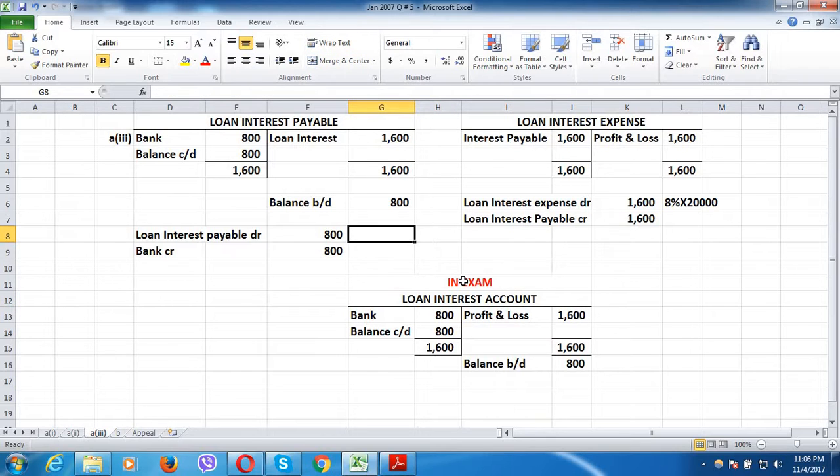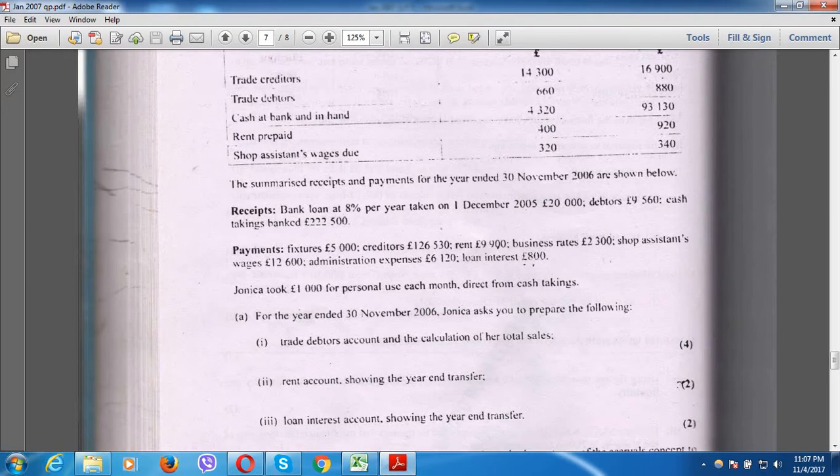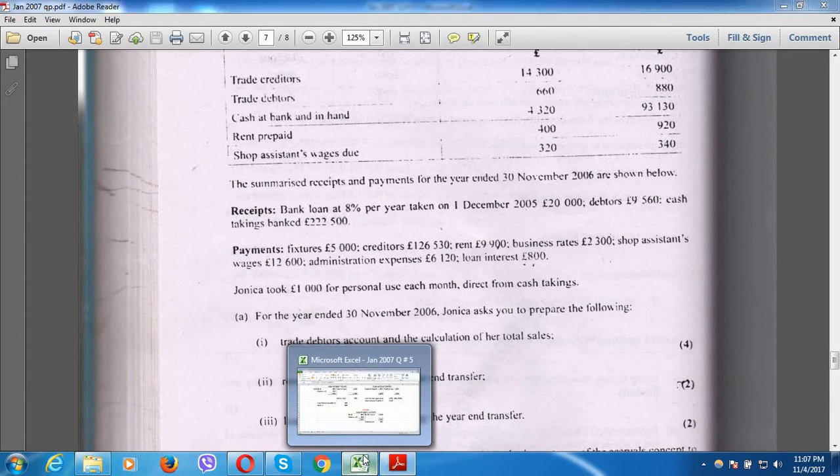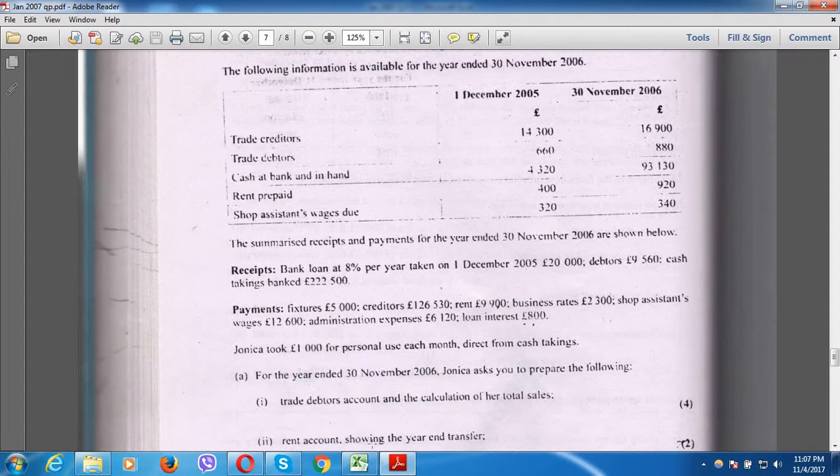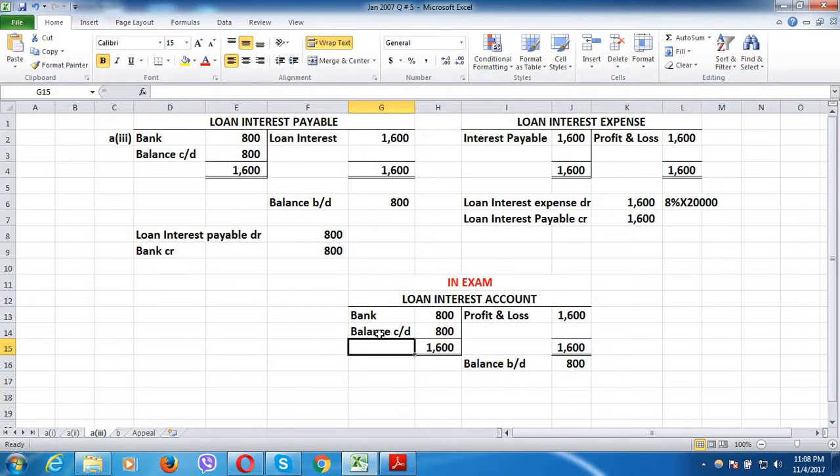Here also, the journal of loan interest expense is loan interest expense debit, loan interest payable credit. And when you pay the loan interest, the journal will be bank credit, loan interest payable debit. In this question it was told that a bank loan at 8% per year was taken on 1st December 2005, 20,000 pounds. It means that the bank loan was taken at the starting of this year.